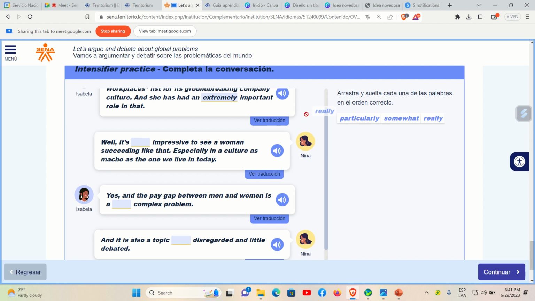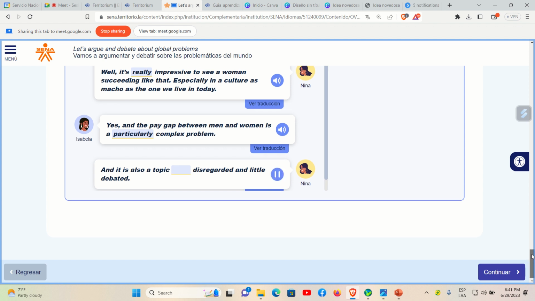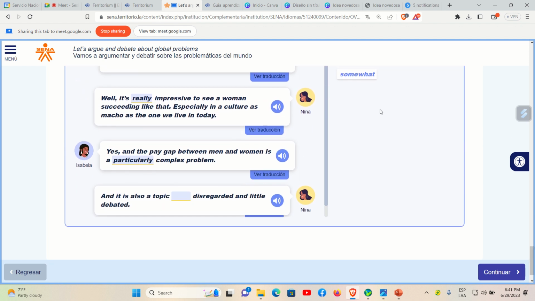Really. Very good. And now, yes. Okay, let's see this. Very good. The last one. Somewhat. Ujú, de alguna manera, somewhat. Y obviamente, pues nos quedó bien.